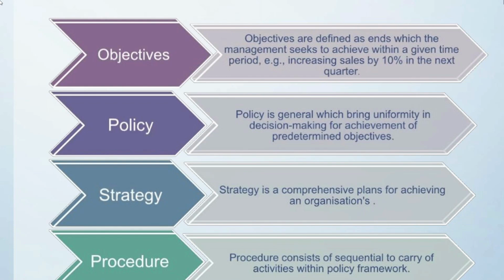So let's talk about the first type of plan, and this is called objectives. Objectives are defined as ends which the management seeks to achieve within a given time period. Example, increasing sales by 10% in the next quarter. Now, we always have to set SMART objectives. Now, what do you mean by the word SMART objectives?